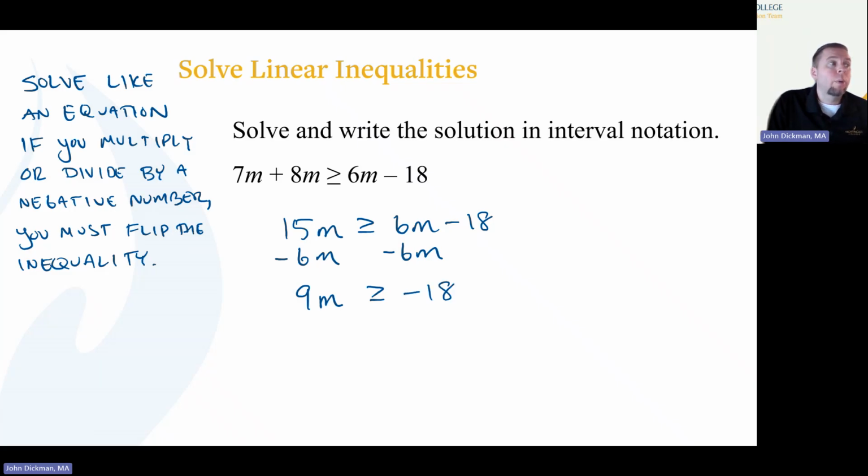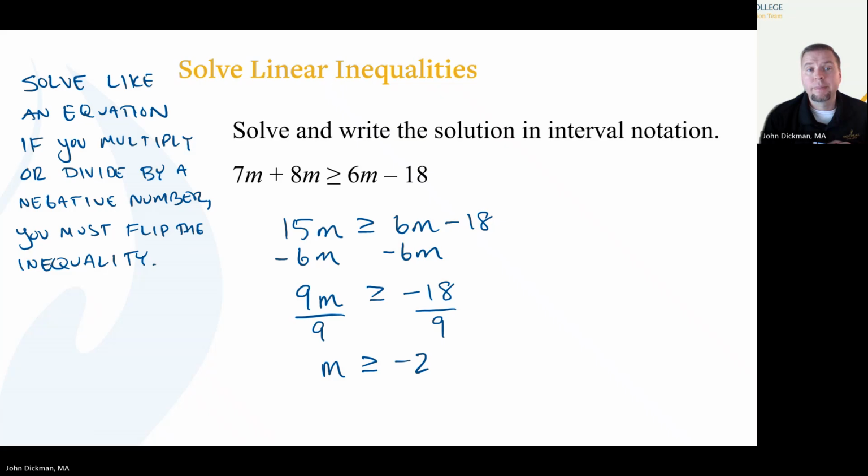So next, we want to get m by itself. We're going to divide by positive 9. I'm dividing by a positive number. There's a negative number involved in that division, but what I'm dividing by is positive. So I'm going to keep everything the way that it is. I'm not going to change anything. M is greater than or equal to negative 2. This is my answer.